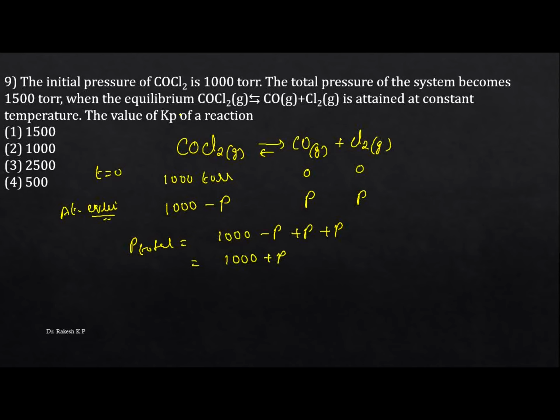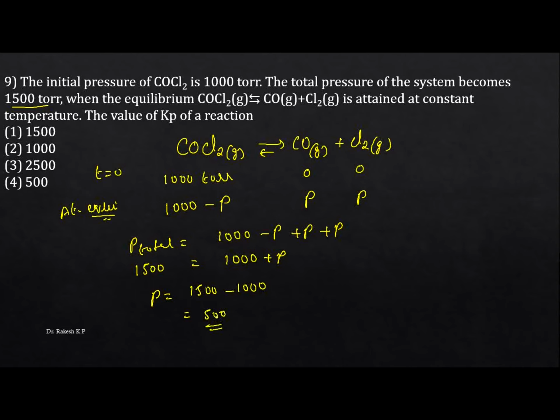But what P total is given? The P total given is 1500. Okay, I'm going to write it here. So this will be 1000 plus P equals 1500. So what will the pressure P become? That is 1500 minus 1000, which becomes 500.